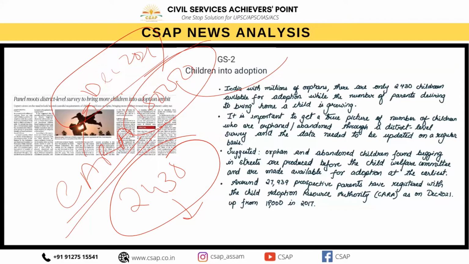Okay, and we all know that it is very important to get a true picture of the number of children who are orphaned or abandoned through our district level. That is why we are implementing this district survey through CARA. Okay, so if people ask, sir, what is CARA? CARA is a respective and autonomous and statutory body under the Ministry of Women and Child Development, which was set up in 1990. It was set up in 1990.